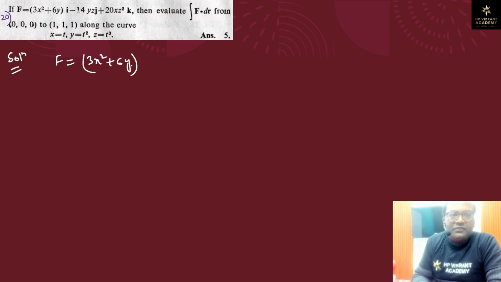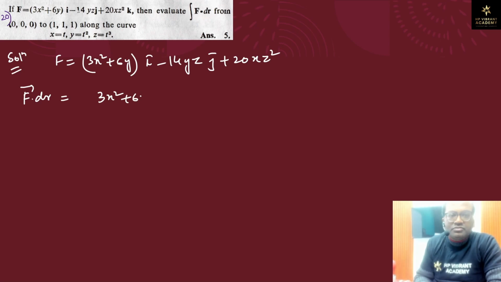Now let us discuss question number 20, how we can solve this. So we have the value of F as F is equal to 3x square plus 6y i cap minus 14yz j cap plus 20xz square k cap. Okay, so we have to find F dot dr. So F dot dr is equal to 3x square plus 6y into dx minus 14yz dy plus 20xz square dz. This is the value of the integral along the curve C.